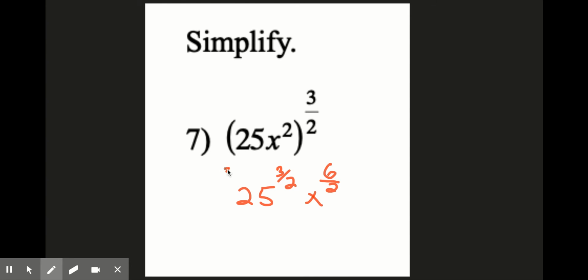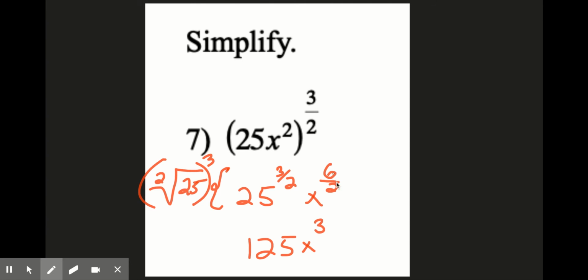This, you guys, it's not to say that you couldn't take it and rewrite it as, oh, it's the square root of 25 cubed. It's not to say that that's not the case. Of course, you could do this, but also just put this in your calculator. 25 to the power 3 over 2. You can just do that. Square root of 25 is 5 or -5. 5 cubed is 125. So 125 times x to the third, right? 6 over 2 simplifies.